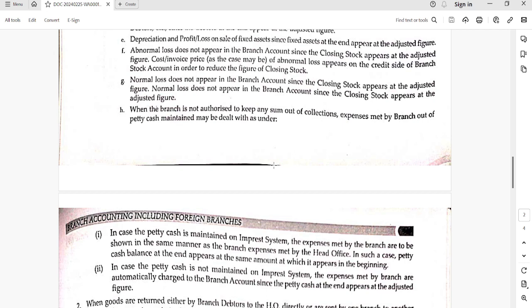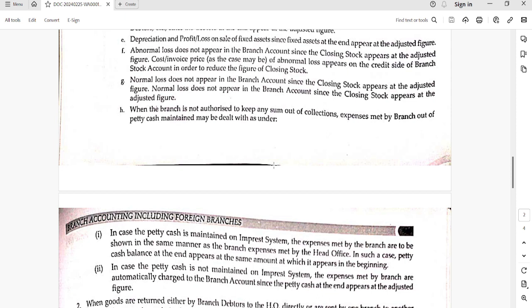Suppose the branch is not authorized. Suppose head office ordered the branch that you cannot keep the cash with you. You just collect the cash and send it to me. I am repeating, guys: head office strictly ordered the branch, you cannot keep any cash in your hand. When you get the cash from the customer or anyone else, just send it to me directly. That is what the head office actually says to the branch.